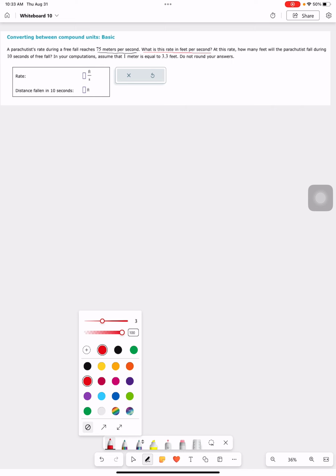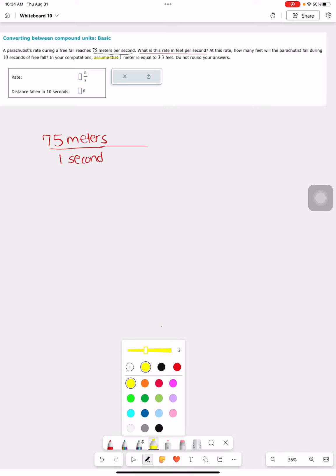So what I would do first here is write the 75 meters per second as 75 meters per 1 second. And now what we want to do is change this to feet per second. So I'm not changing the time. The seconds will stay there, but what I am changing is only meters to feet. And if you look here, I didn't read this part, but down here they will always tell us, it says assume, let's make this larger. It says assume that 1 meter is equal to 3.3 feet.